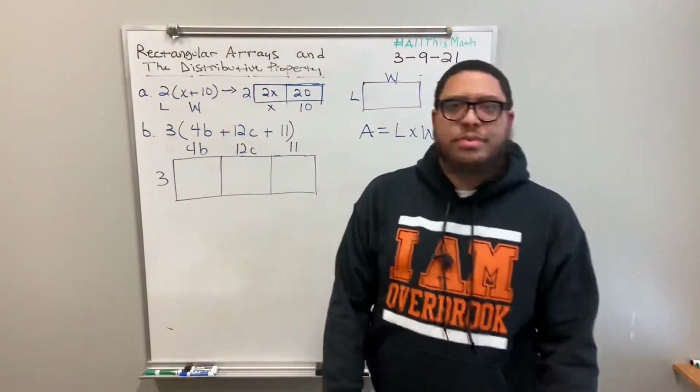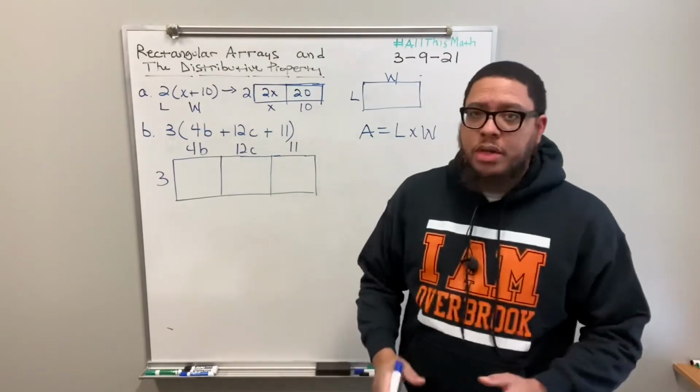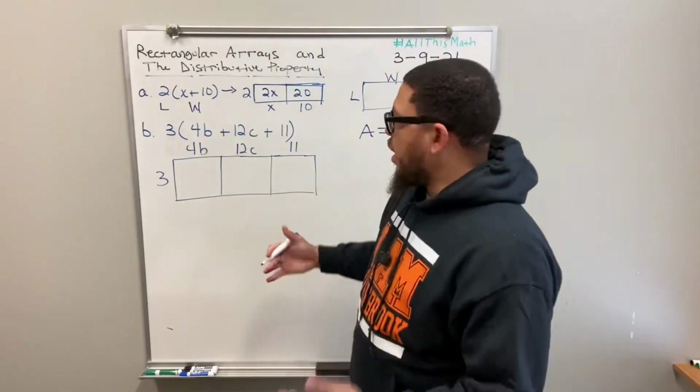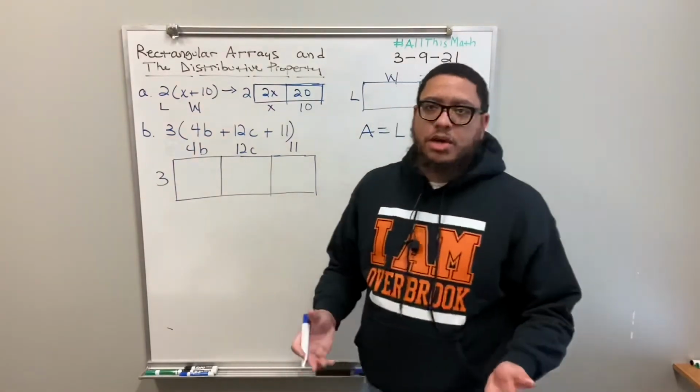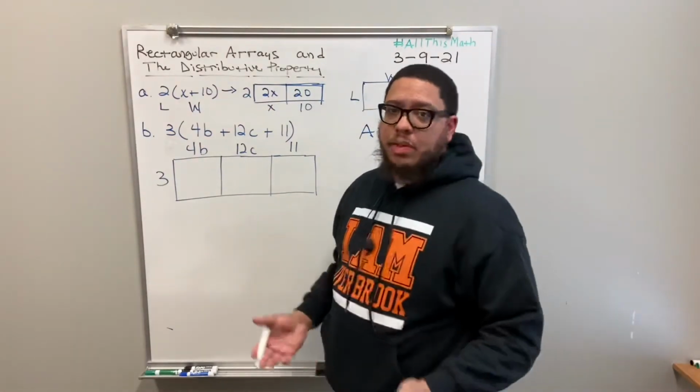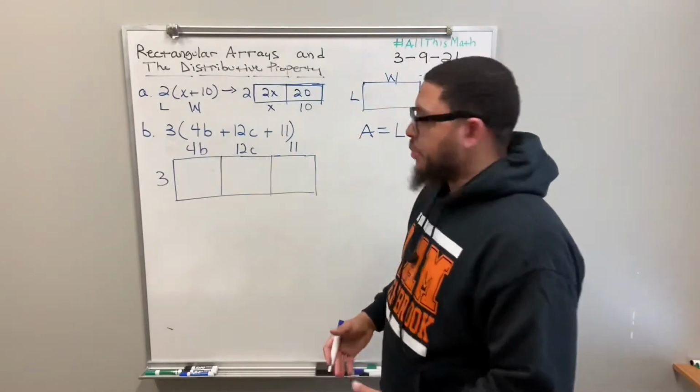No, I don't. It doesn't matter because that's not what we're doing right now. We're just trying to find the area of this rectangular array. And we don't need to know what B and C are in order to do that. We can just represent it with an algebraic expression like the one we were given.